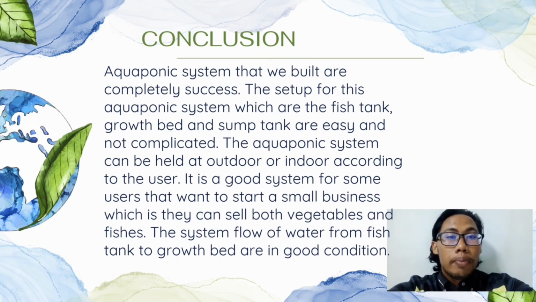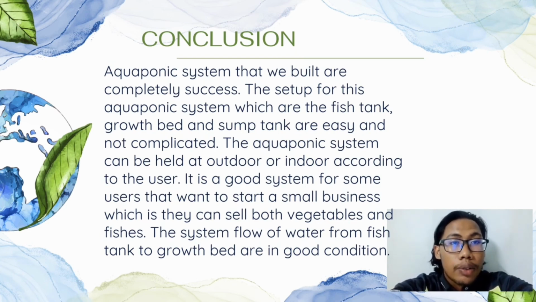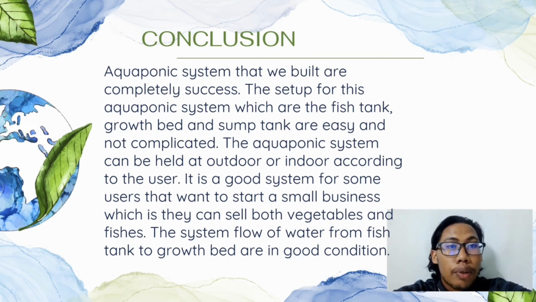This aquaponic system is good for users that want to start a small business, where the user can sell both vegetables and fishes. The water flow from the fish tank to the sump tank and grow bed is completely smooth and successful. There is no problem while the water is flowing.